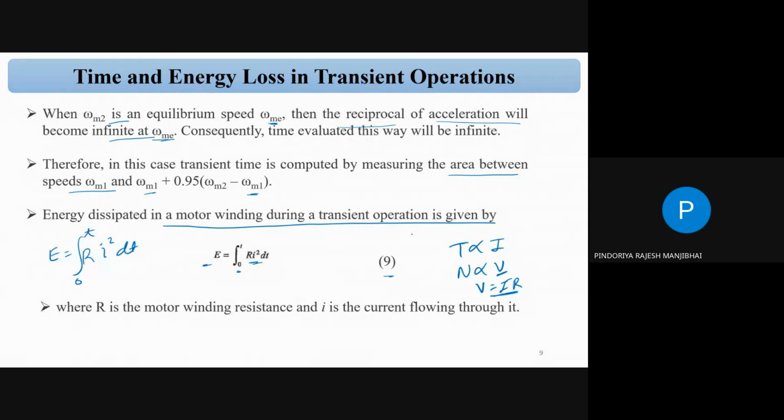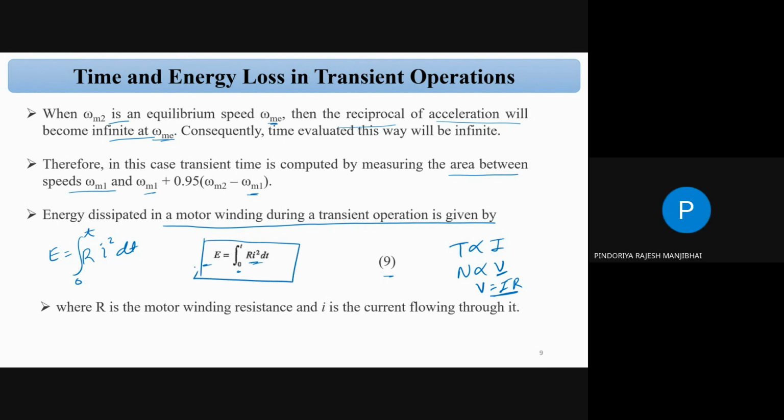Okay, so that's why we can say torque is directly proportional to the current and speed is directly proportional to voltage. Then we can calculate the energy E equal to the integration of R into I square into dt. So this is your final equation for the energy.